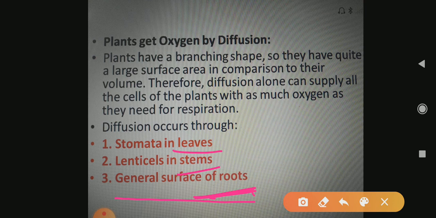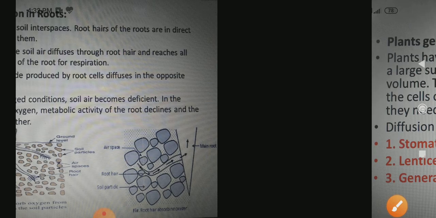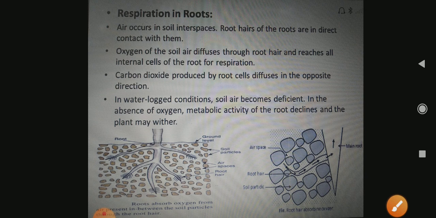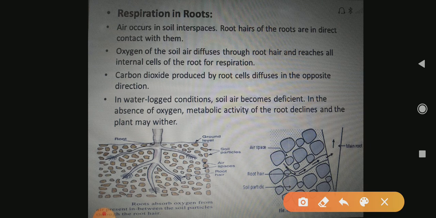Now see one by one. Respiration in roots. Now how respiration takes place in the roots, let's discuss it. You all know air occurs inside the soil, in between the soil particles. As water is there, the air is also present in between the soil particles. Oxygen of the soil air diffuses into the root hair, and it reaches the internal cells of the root for respiration. Now see this diagram.